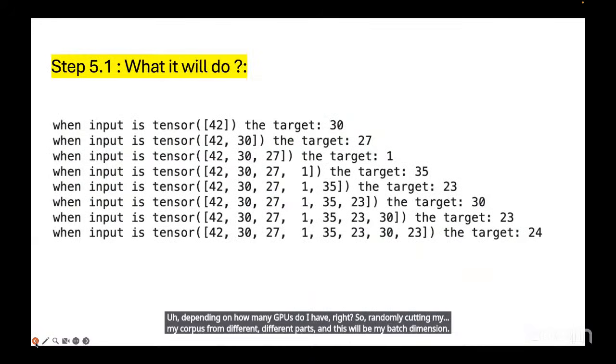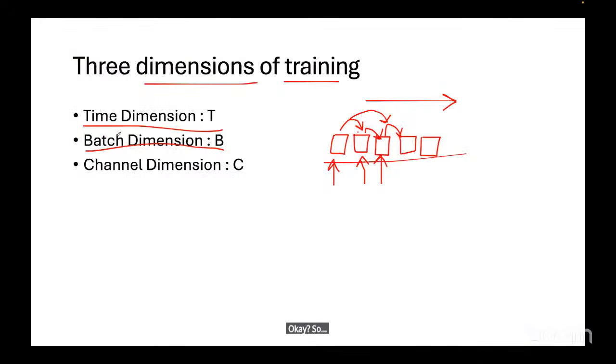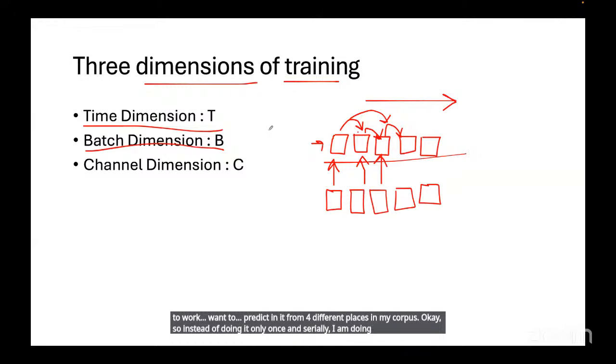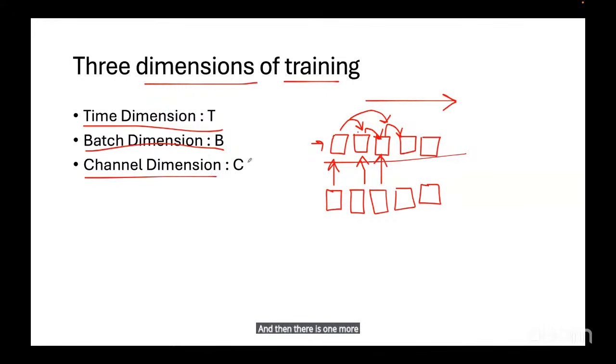So I work in the batch dimension. That means that I also want to predict parallelly from 4 different places in my corpus. So instead of doing it only once and serially, I am doing it at 4 different places. I'm randomly cutting at 4 different places and asking it to predict the next character. And then there is one more dimension called the channel dimension, which I will explain and explore later.